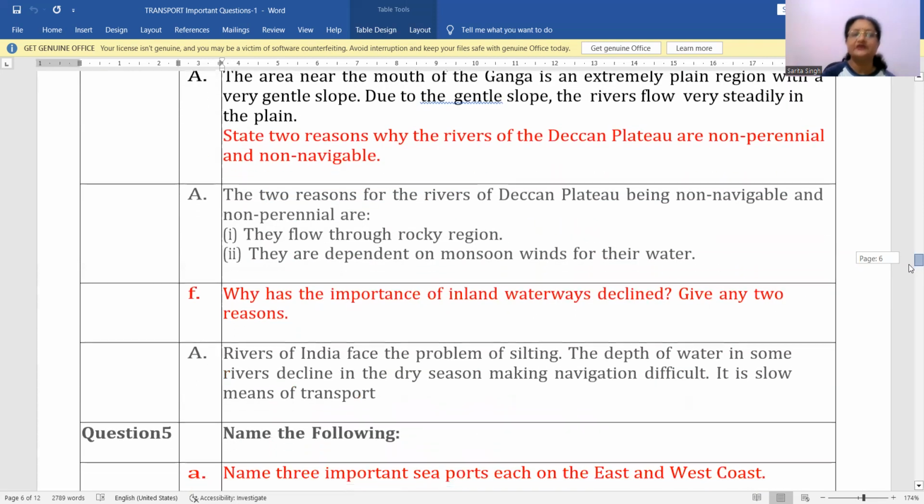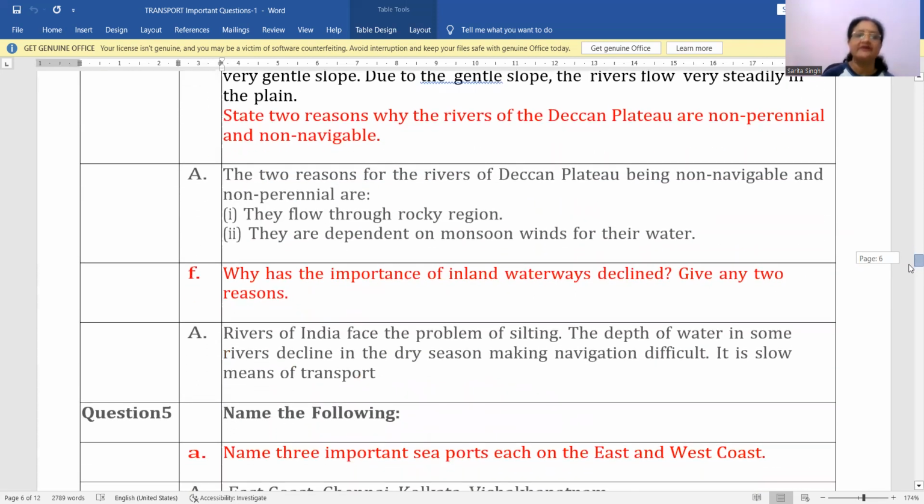Then next: two reasons for the rivers of Deccan Plateau being non-navigable and non-perennial. Again, this is one question which you need to remember. Peninsular rivers are not so important for navigation, or you can say in the Deccan Plateau, why are these not so important?